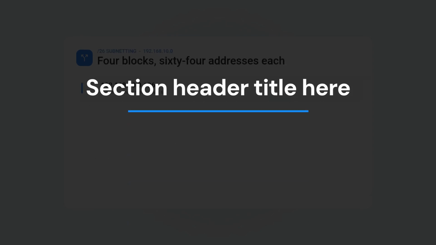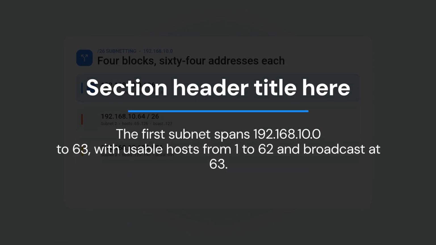That means the first subnet is 192.168.10.0 through 63, with hosts from 1 through 62 and broadcast at 63. The same pattern repeats for the other 3 blocks.